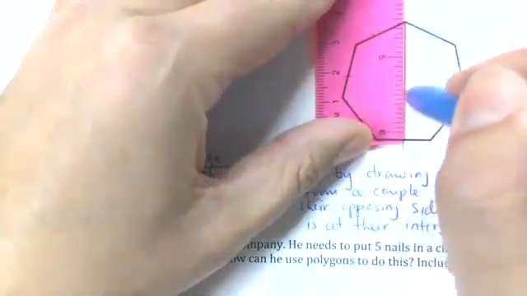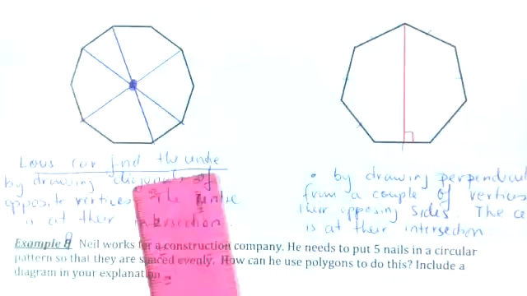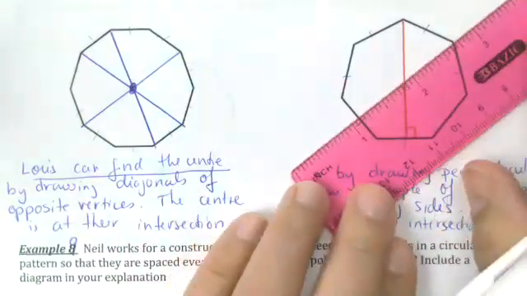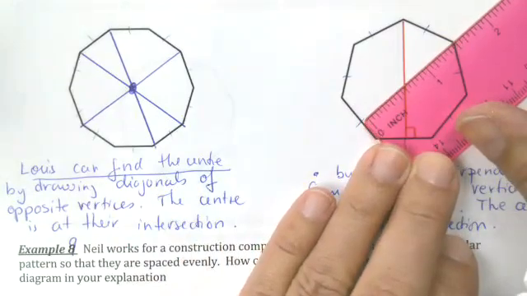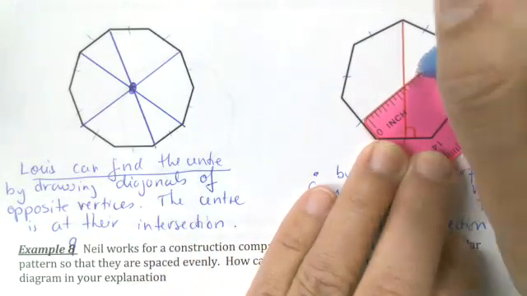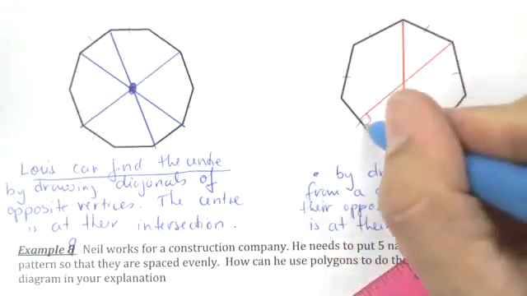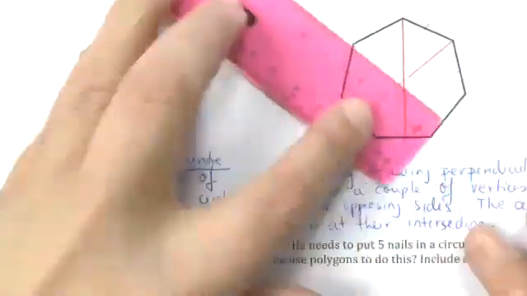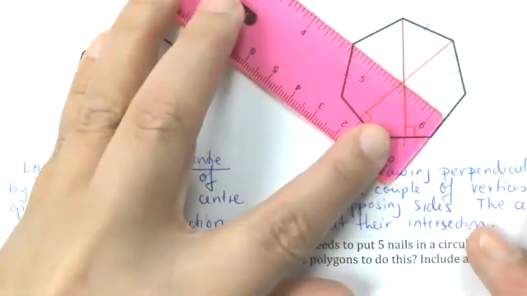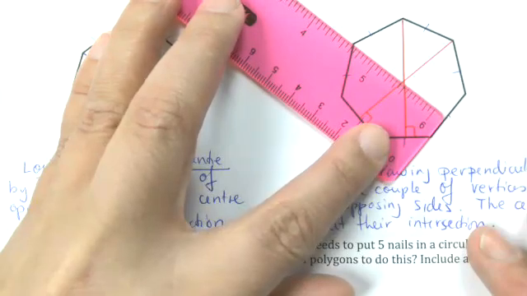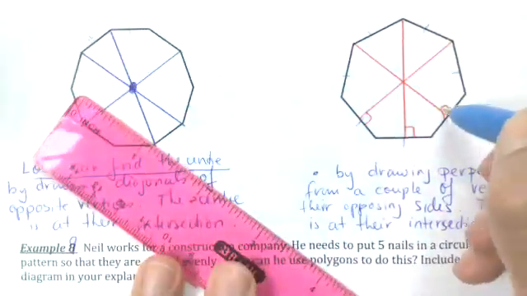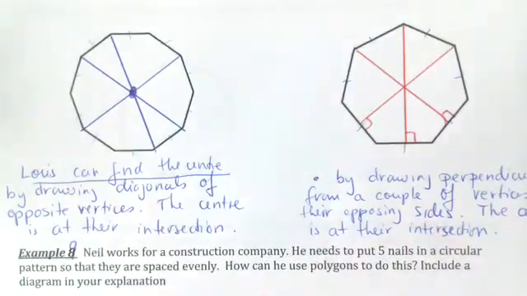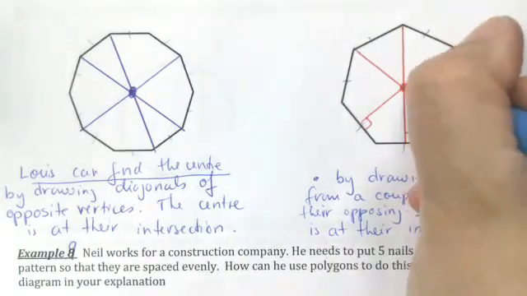Perpendicular, perpendicular. Let's do one more. Another one, making sure, but the third one, you really make sure that they all cross in the same spot. There's the center.